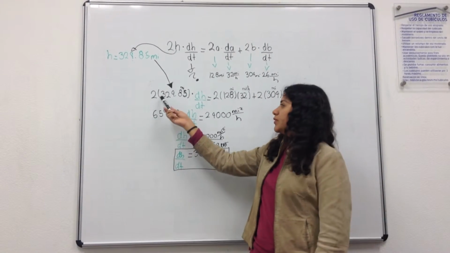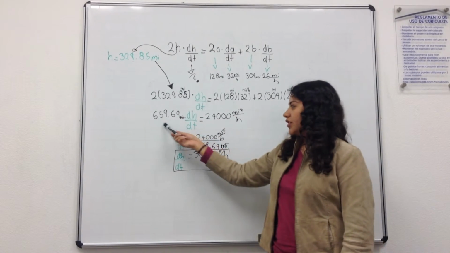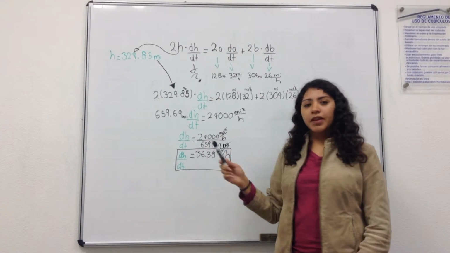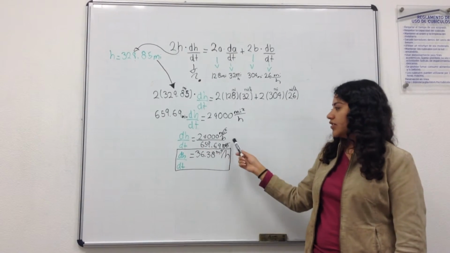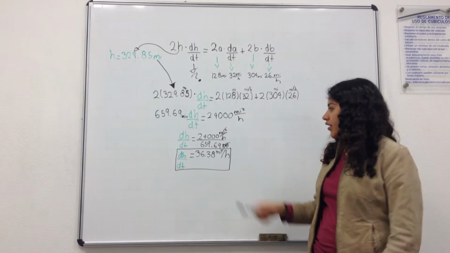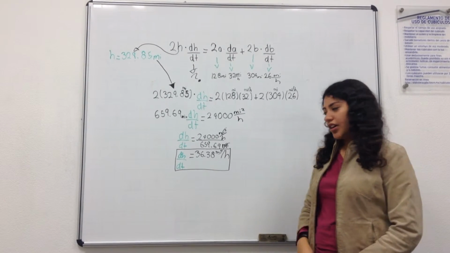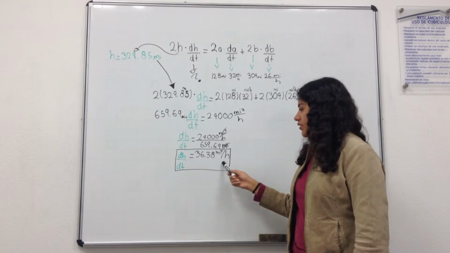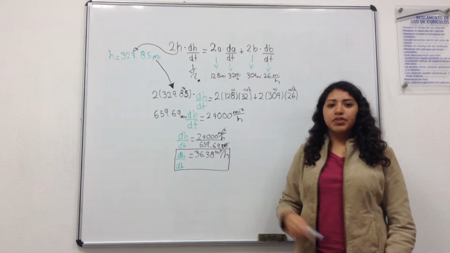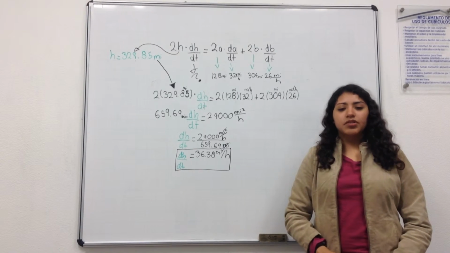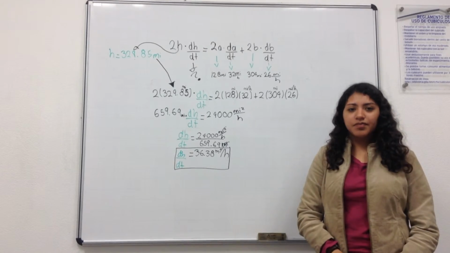Then we're going to solve this equation by multiplying, and we are going to get to this result, and then we have to isolate dH divided by dt, and this is going to give us this. Miles with miles are cancelled or simplified, and we are going to obtain this. This is going to be our result. This represents the rate of change when the ships are moving with respect to the distance.